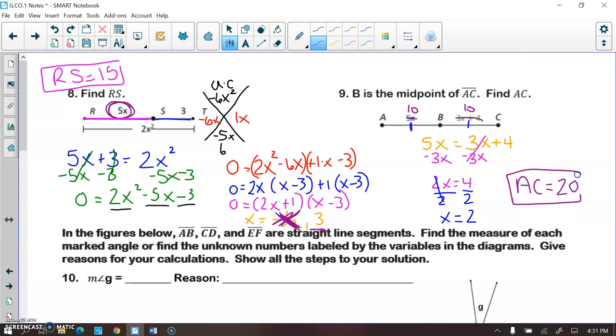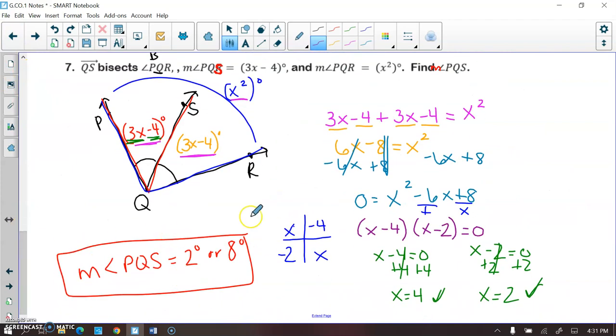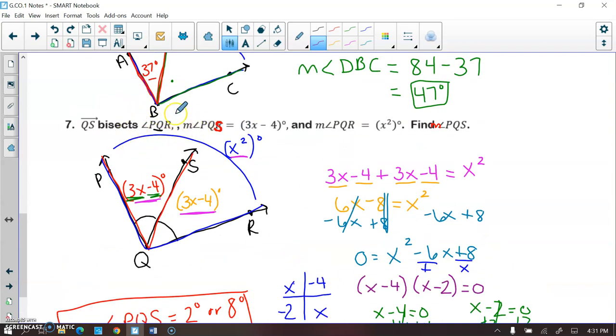Notice when I'm talking about the length of a segment, I do not put the segment bar above the letters here. If I'm not talking about its length, then I do put the segment bar above the letters. Just like with angle measures, if I'm talking about the measure, the degrees of an angle, I put M, the measure of the angle. If I'm not talking about the degree of the angle, then it's just angle PQR.